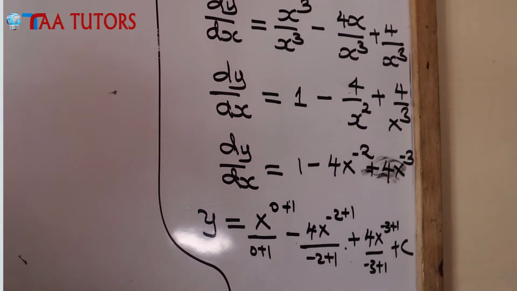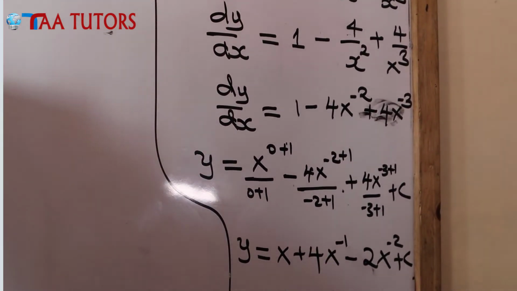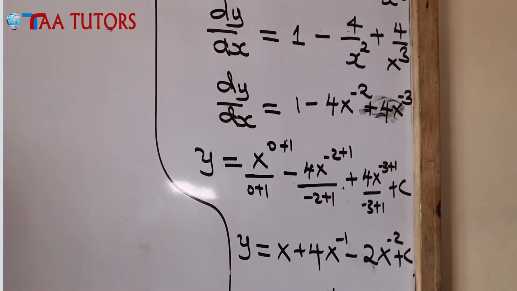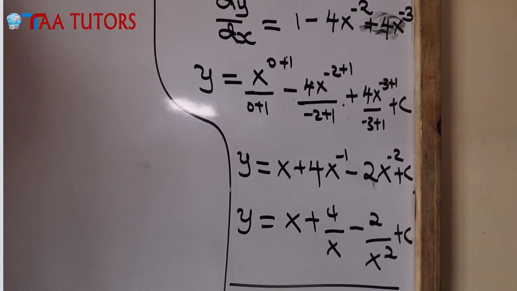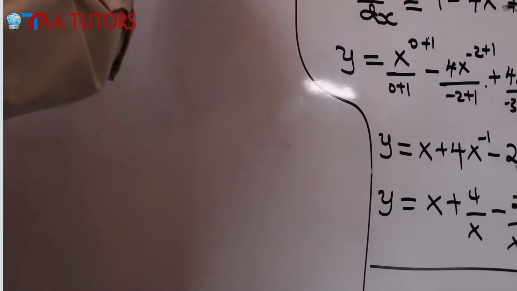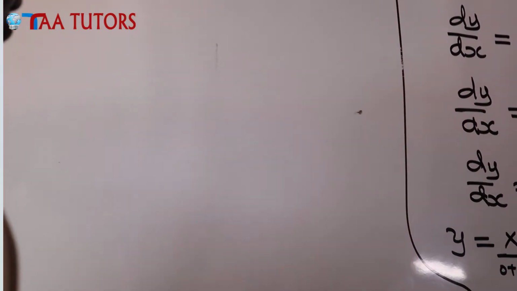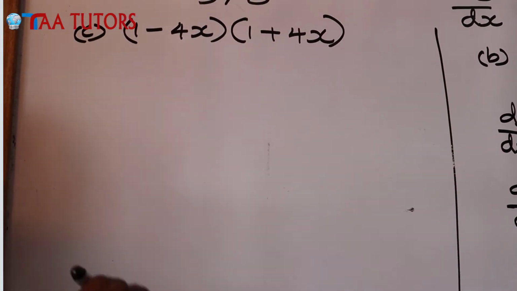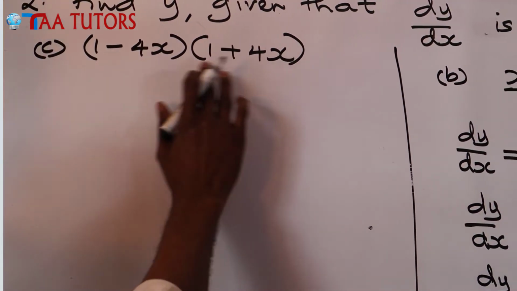Now question 3, or part C. Part C in this case is 1 minus 4x into 1 plus 4x. Now you realize that with this one, we first have to deal with the brackets before we move on. 1 minus 4x and 1 plus 4x are a difference of two squares.